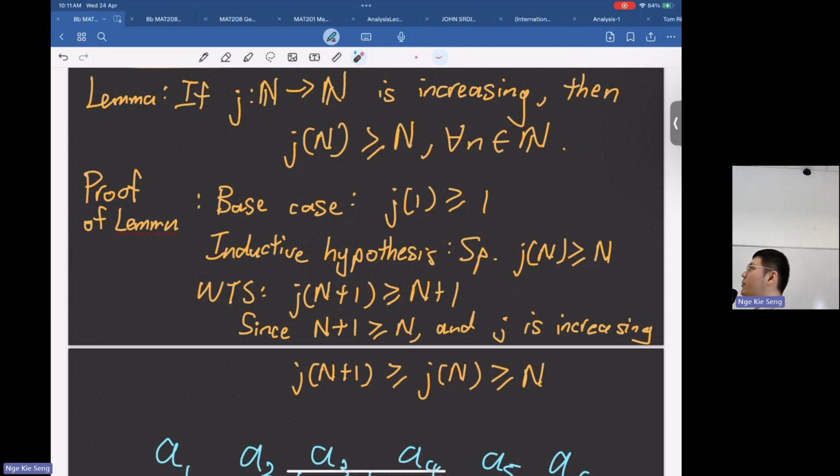Inductive hypothesis: suppose Jn is greater or equal to n. We want to prove that Jn+1 is greater or equal to n+1. Since I know that n+1 is greater or equal to n, I can use the increasing function property to state that Jn+1 is greater or equal to Jn. And I can use the inductive hypothesis again to say Jn is greater or equal to n. But I still haven't pulled out my n+1 yet.